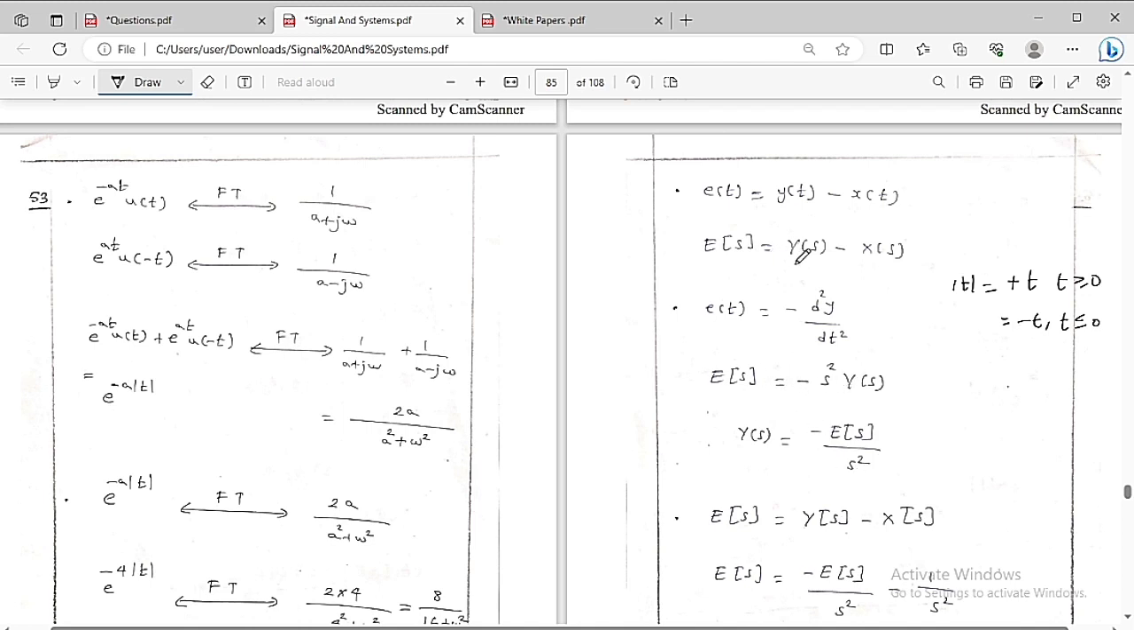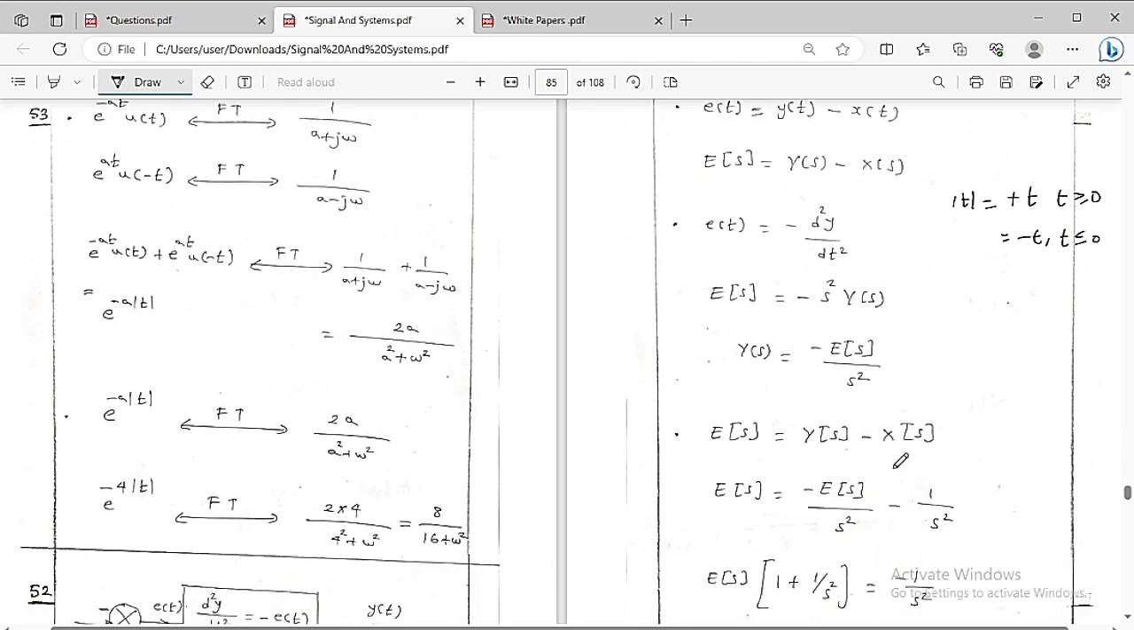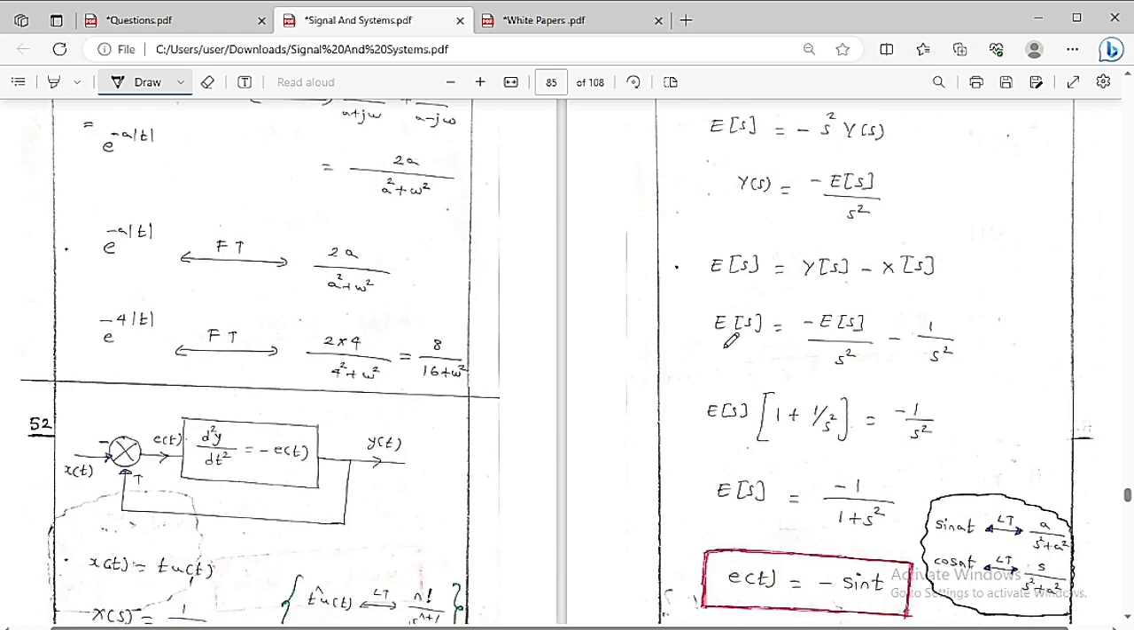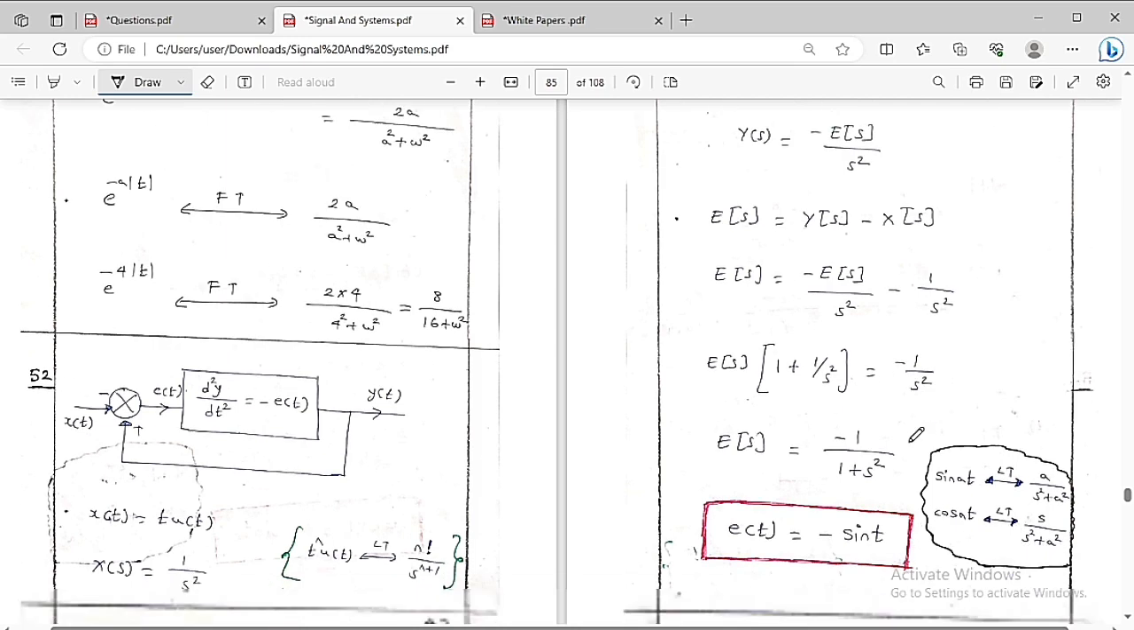But you know what e of s is? E of s is equal to y of s minus x of s. And y of s is nothing but this one, minus e of s by s square. So take this e of s to the left hand side, and take e of s common, then you get 1 plus 1 by s square is equal to minus 1 by s square. If you do the simplification, finally you get e of s is equal to minus 1 by 1 plus s square.